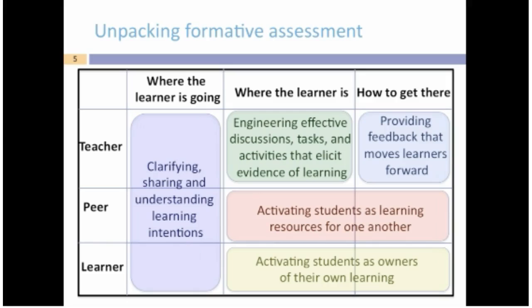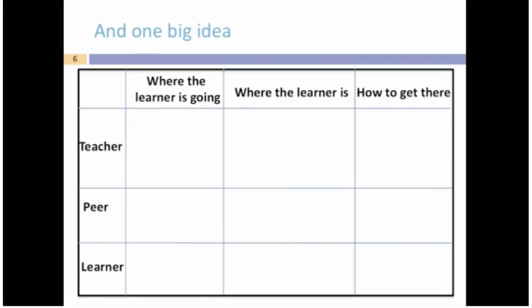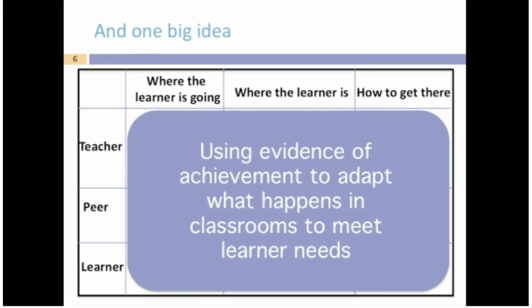These 5 strategies effectively define the territory of formative assessment. If you're doing formative assessment, you're doing at least one of these, and if you're not doing one of these, you're probably not doing formative assessment. The big idea here is that we use evidence of achievement to adapt what happens in classrooms to meet learner needs. A very simple idea, a very difficult thing to put into practice.